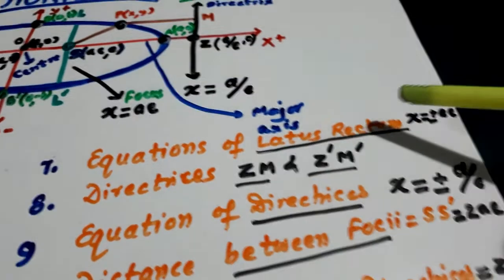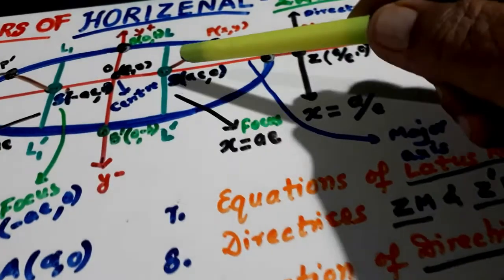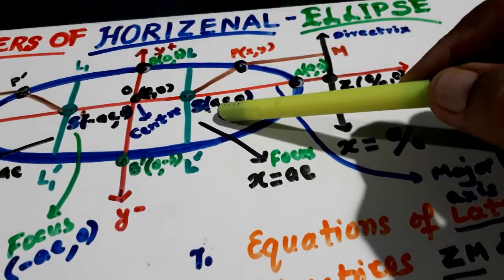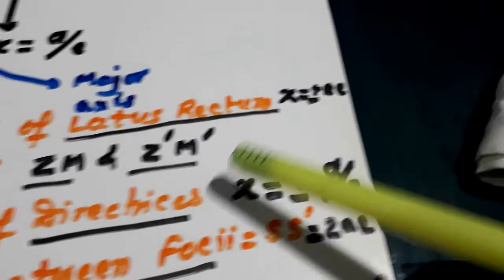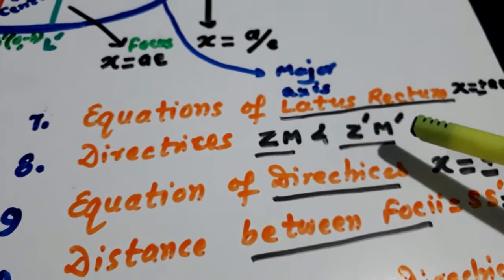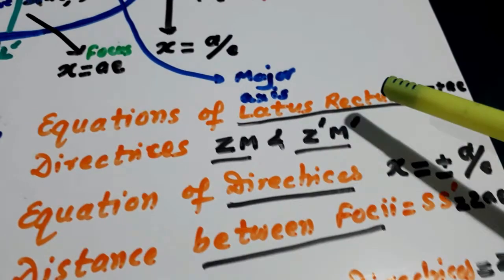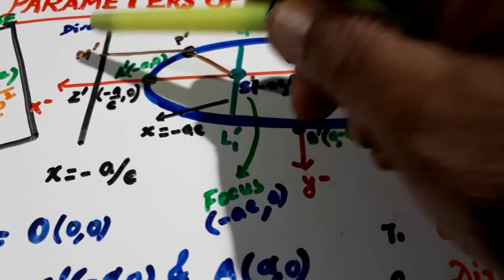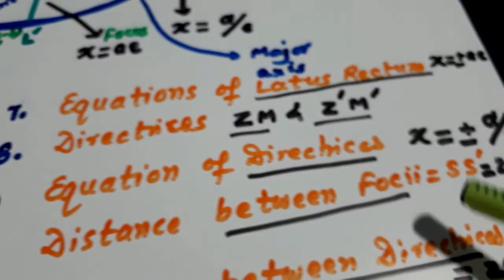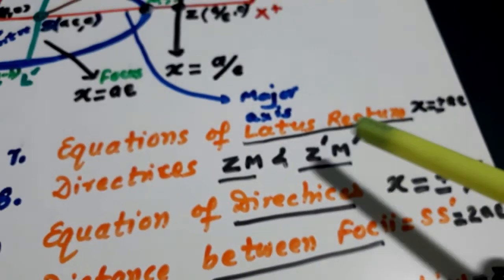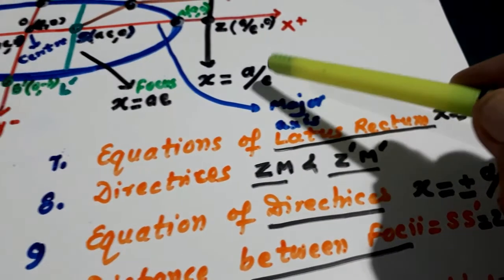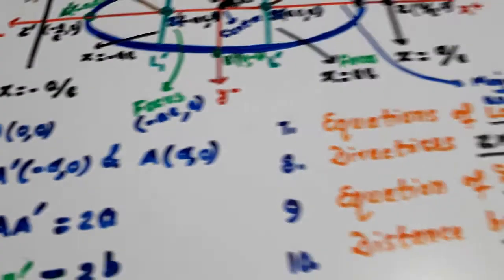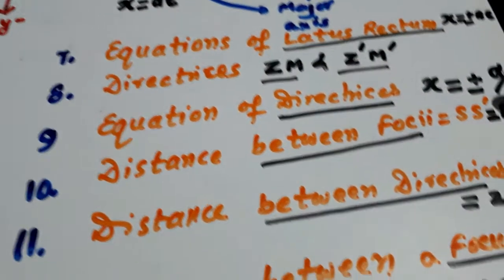So now the equation of the latus rectum. Look here, here x is equal to AE or minus AE, plus minus AE. And the directrices are ZM and Z dash M dash. This is ZM, this is Z dash M dash. And the equation of the directrix is x is equal to plus minus A over E. Look here, this is A over E, this is minus A over E. So the equations of the directrices are plus minus A over E.